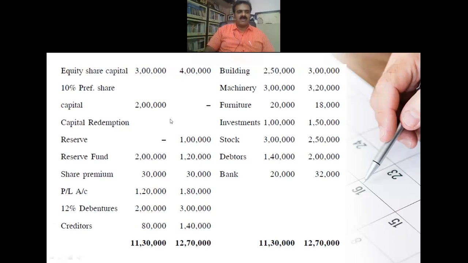Preference share capital, you have prepared a separate ledger account where there is a redemption of preference shares to the tune of 2,20,000. Reserve fund is taken in the profit and loss account. Share premium, there is no change. And profit and loss account, you have prepared an account, you got funds from operation. Debentures value increase. This is called issue of debentures. Issue of debenture is a source.